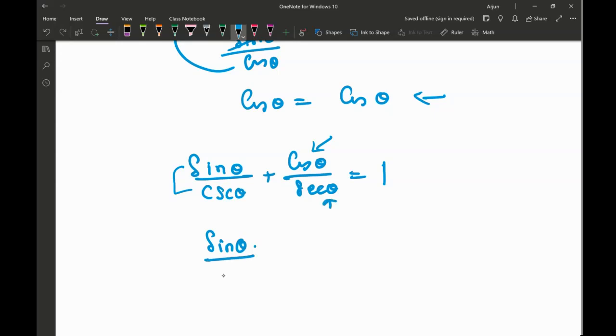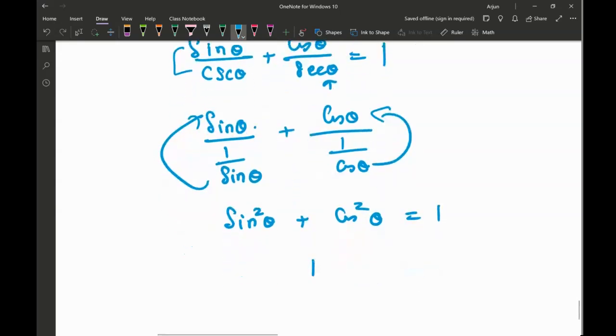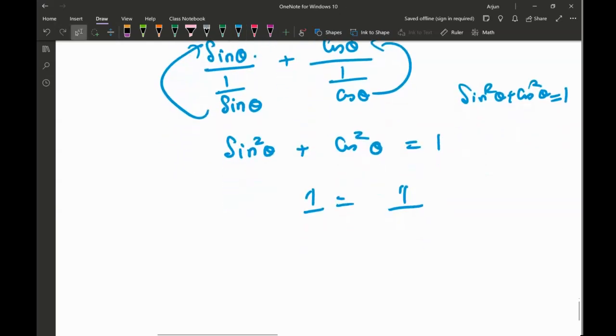So cosecant, I can write it as 1 upon sine theta, and secant as 1 upon cos theta. So sine theta upon 1 upon sine theta plus cos theta upon 1 upon cos theta. Now this is going to go on top, this is going to go on top. So this is going to become sine square theta plus cos square theta, which is actually equal to 1 because there's an identity which we talked about at the beginning of the class. Sine square theta plus cos square theta is 1. So hence we proved this one too.